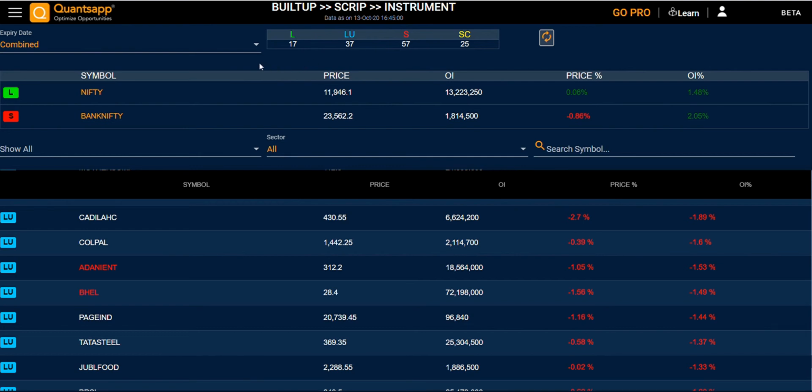Further, you can select your desired expiry and can see the number of stocks in L, that means long, the number of stocks in LU, that means long unwinding, the number of stocks in S, which means short, and the number of stocks in SE, that means short covering.